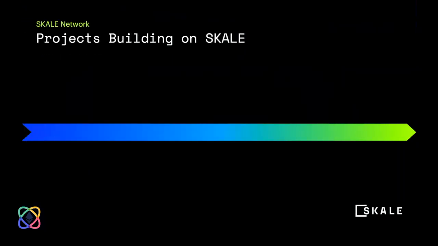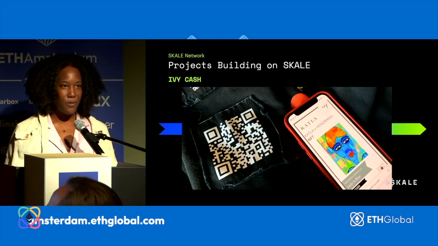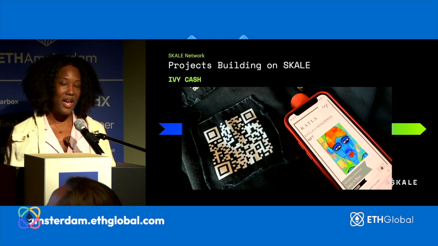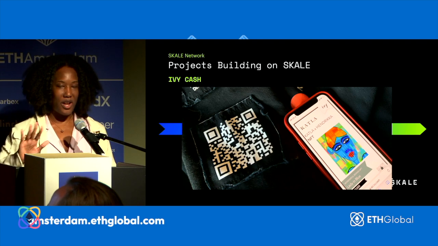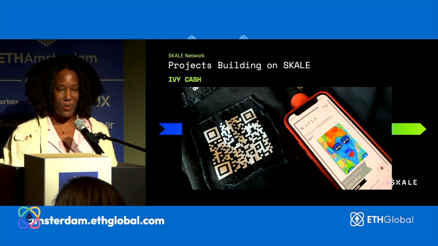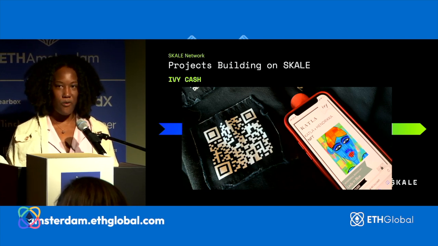What are some other applications that have developed? Ivy Cash. This is a really great NFT project. You don't have to have a wallet or understand blockchain to be able to get an NFT. And they prove that by allowing anyone to create a QR code, present it on a screen, at a game, or anywhere, scan that QR code, and simply have an NFT show up in your wallet that's created for you.